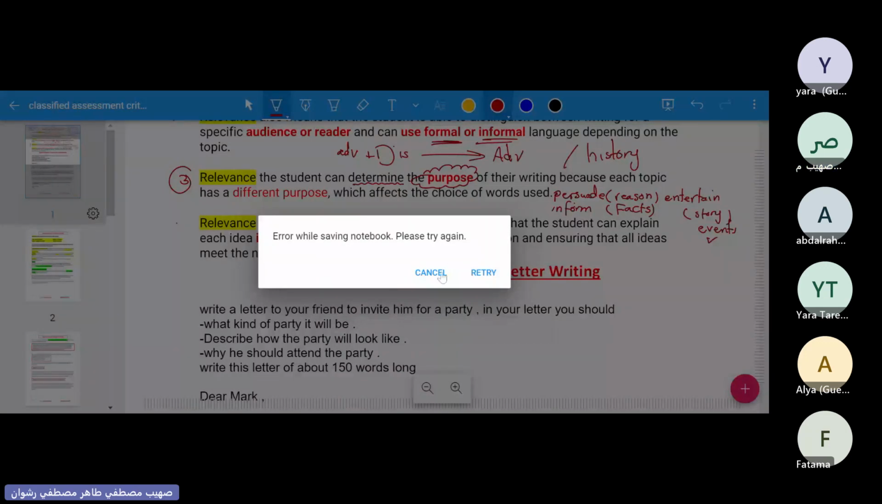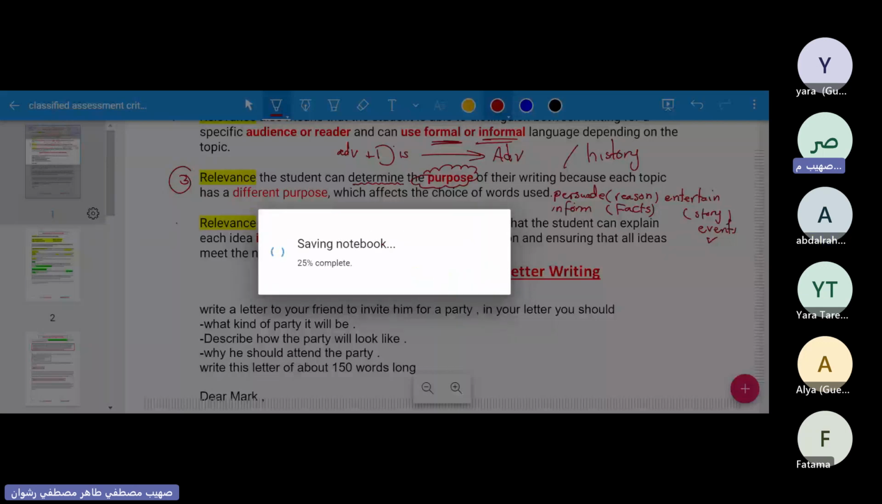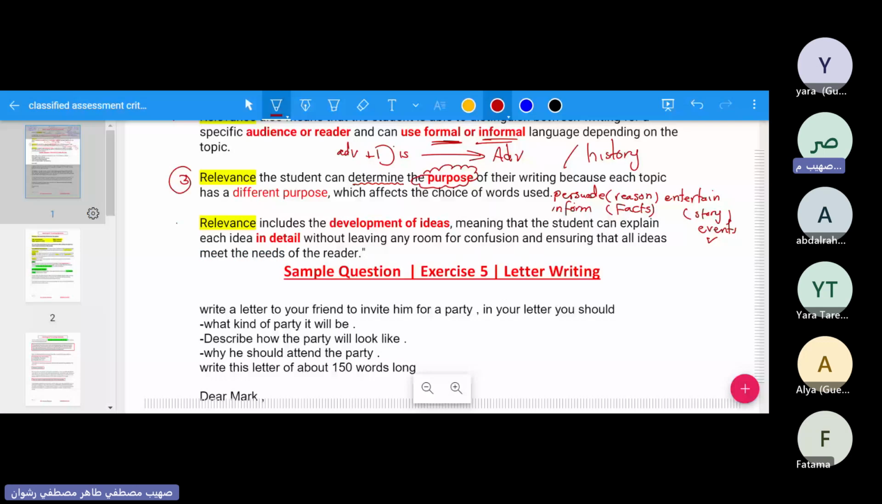Yes, say again. Your question was if the purpose is to entertain. So what's your question? You said it should include something. The entertaining, Abd Rahman, entertaining means you should include some events like stories, narration, situations, experiences.